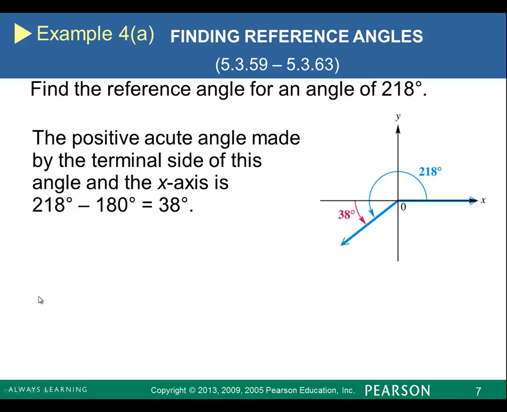Okay, so we want to find the reference angle of 218 degrees. All right, so you always want to look at this as 180 degrees right here. So basically, it's just 218 minus 180 is 38 degrees.